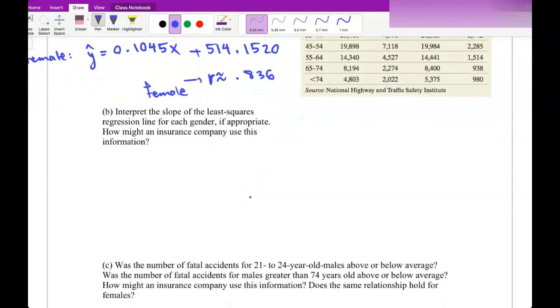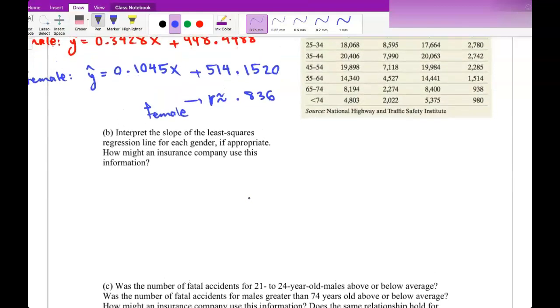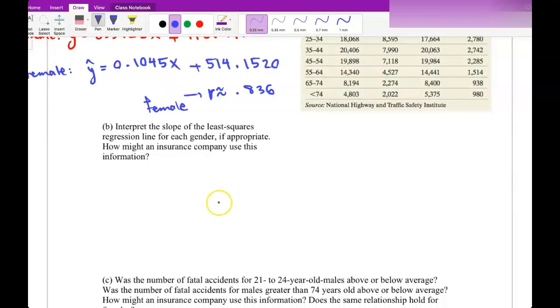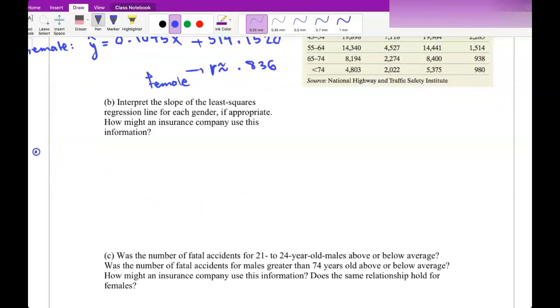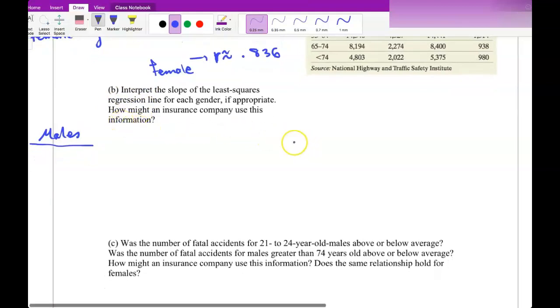Okay, part B, interpret the slope of the least square regression line for each gender. If appropriate, how might an insurance company use this information? Okay, here for males, and on the side, I'm writing for females.